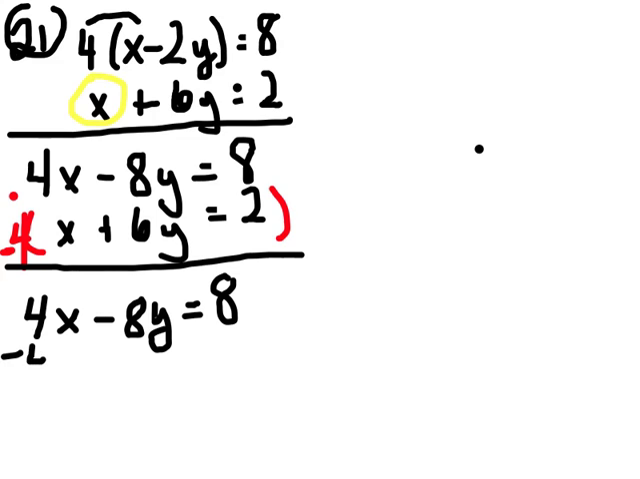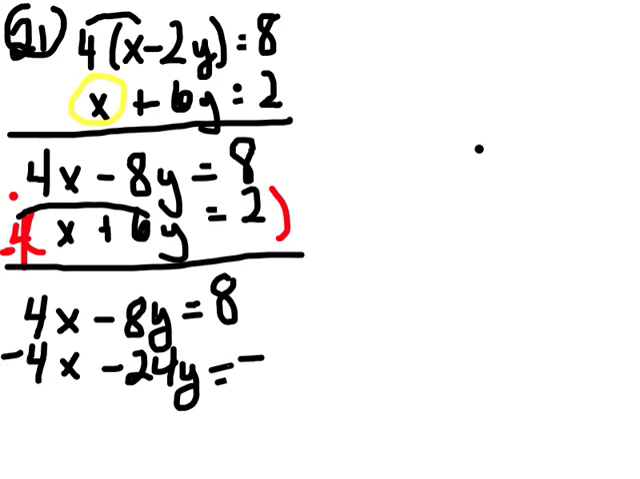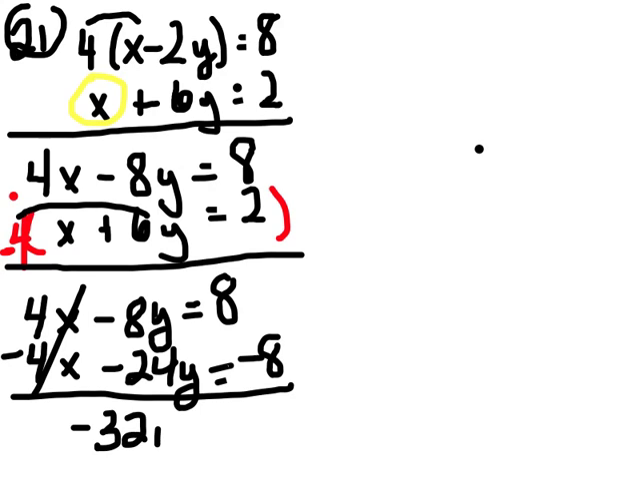The second one is now negative 4x. Be sure you multiply every term now. Negative 4 times 6y would be minus 24y, negative 24y. And negative 4 times 2 would be negative 8. Okay, so the x's cancel out. Negative 8y plus negative 24y would be negative 32y. And 8 minus 8 would be 0.